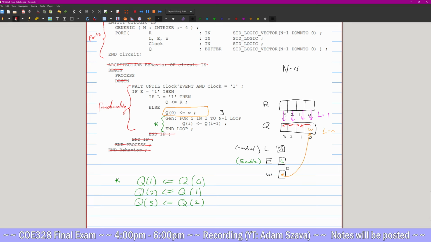A serial load means, let's say I want 1010 in this register. Well then I'll make W 1010, right? But it's going to take 4 clocks. That's the thing. That's the serial load. Serial, like with an S.